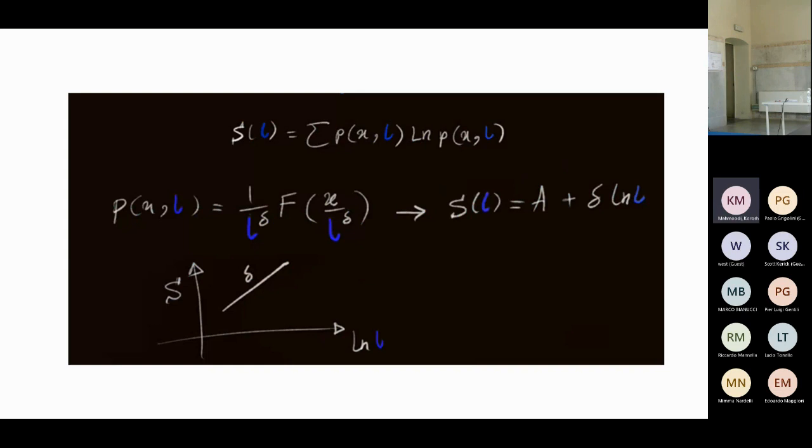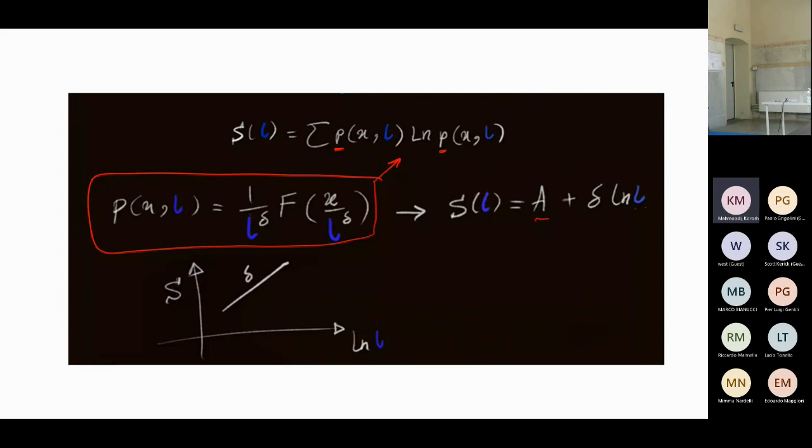This is the definition of Shannon entropy, and having P, we can define it. If there is scaling, and this is the definition of the scaling, just applying this function to the definition, by simple calculation we can see that entropy will be a constant plus delta times the logarithm of window size L.